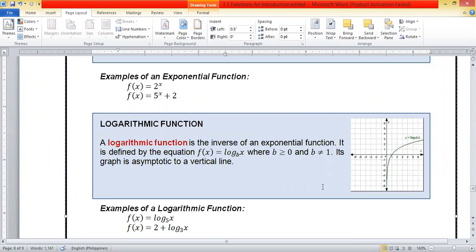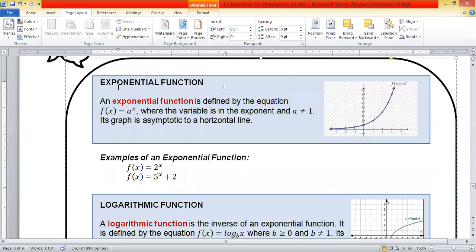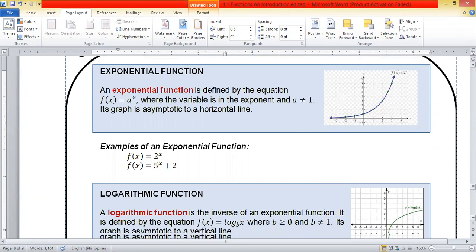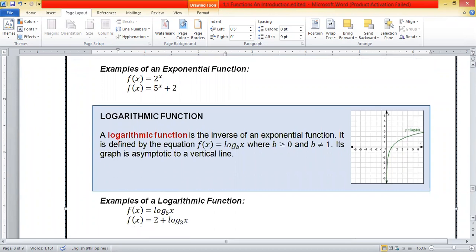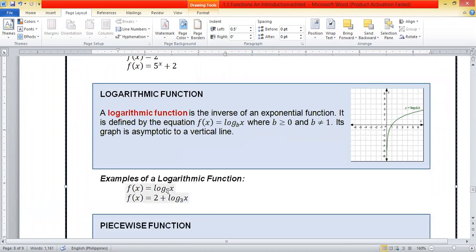If we review, the graph of the exponential function is asymptotic. It will never cross the horizontal line. While for a logarithmic function, it will not cross the vertical line. For example, log 5 of x, or another, f of x equals 2 plus log 3 of x. These are called logarithmic functions.